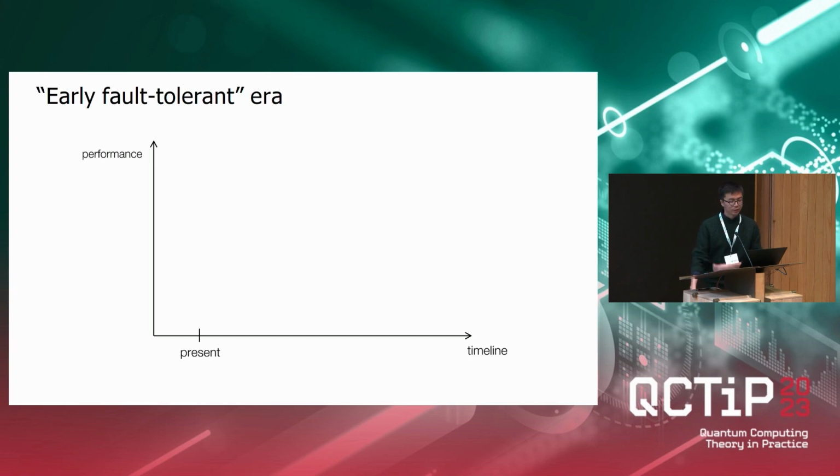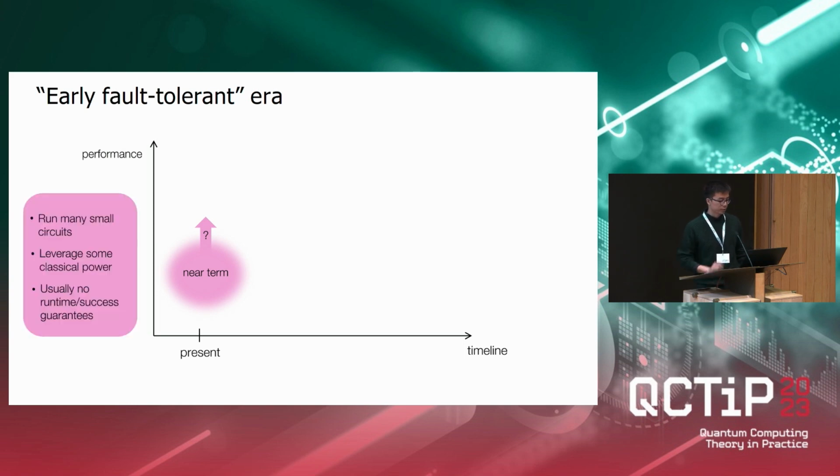So we can look at a timeline going to the future, and on one side we have near-term algorithms, right? So these are characterized by the current limitations we have on the devices we have today. And many of these approaches, for instance, might run many small quantum circuits. They might try and leverage some classical power. However, at least generically, they usually lack runtime or success guarantees.